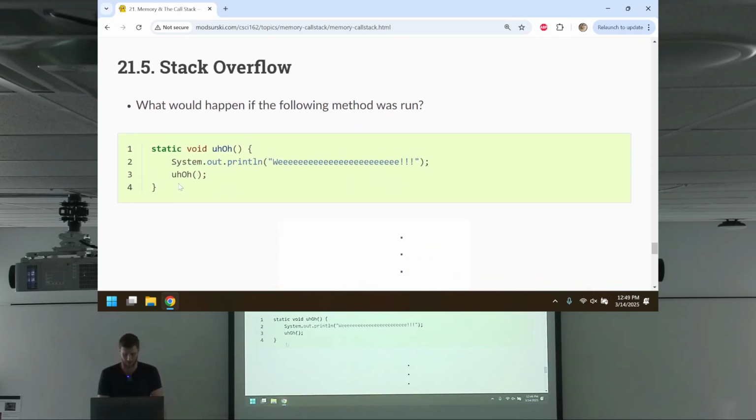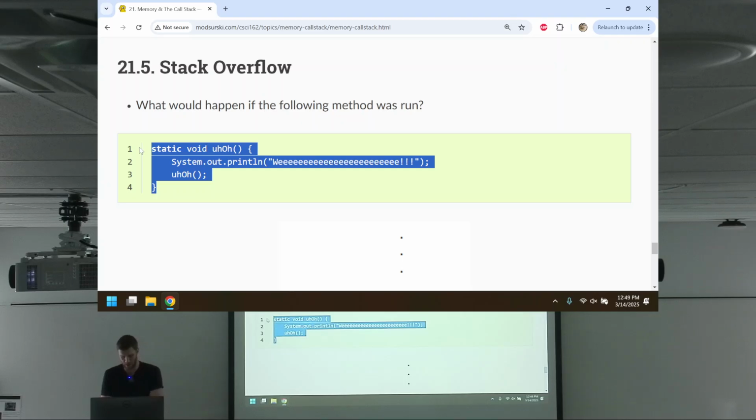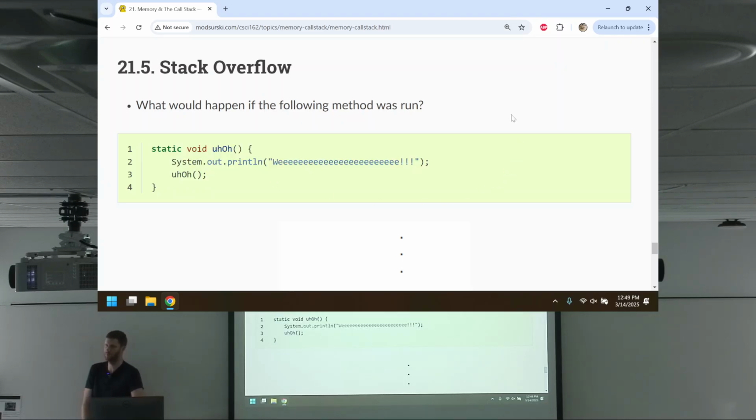Now Stack Overflow. I think we kind of talked about this, right? What happens if I call this function? Get a fork bomb. Not quite.